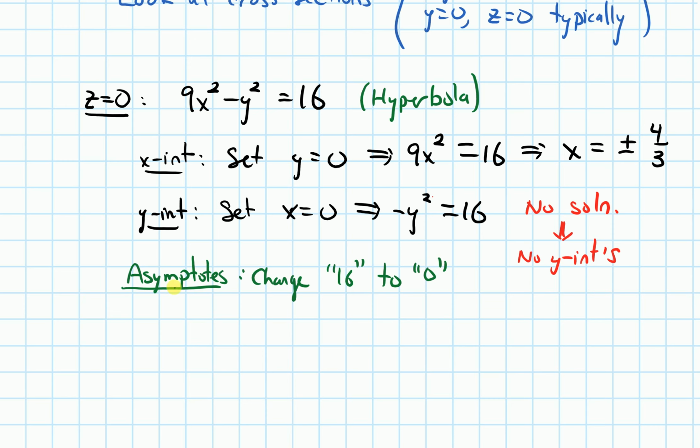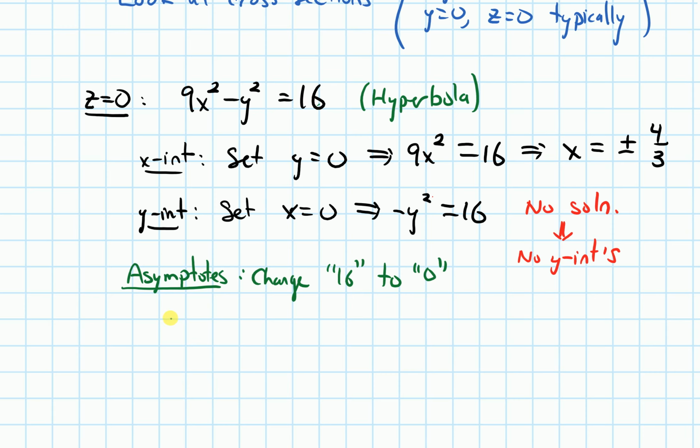Because when we talk about asymptotes, we're focusing on what happens at the edges of the graph. So as x gets really big, goes to infinity or negative infinity, and same thing with y. And when the x and the y values get really big like that, the number on the other side is negligible. So I'm going to change that 16 to a 0.